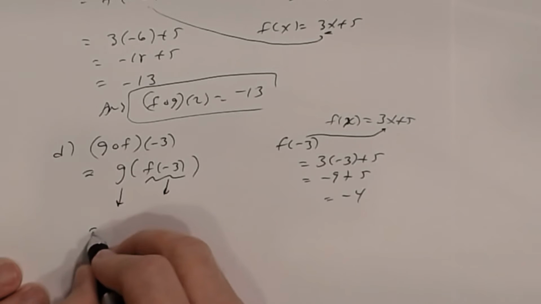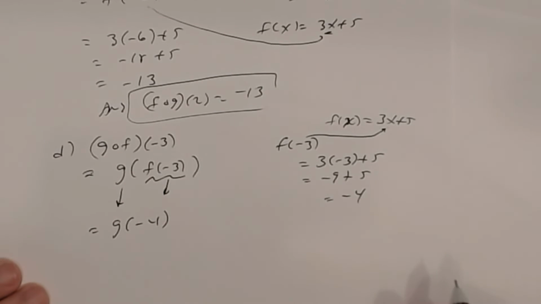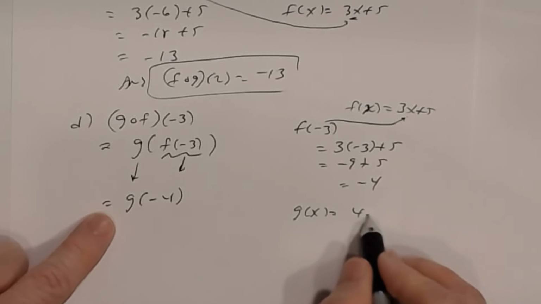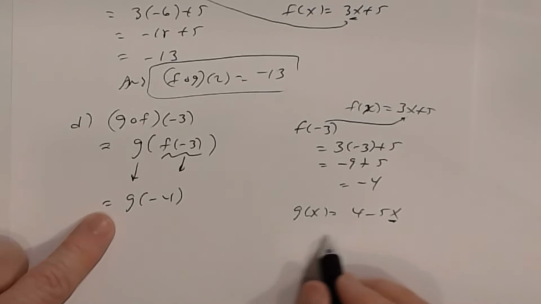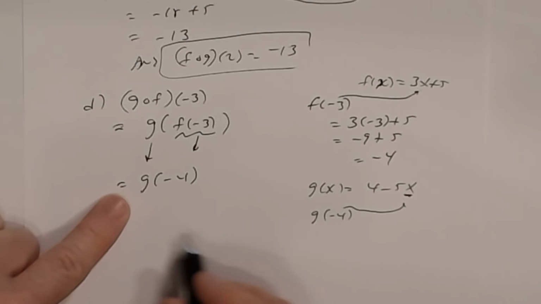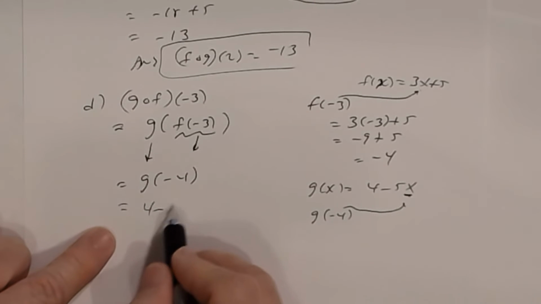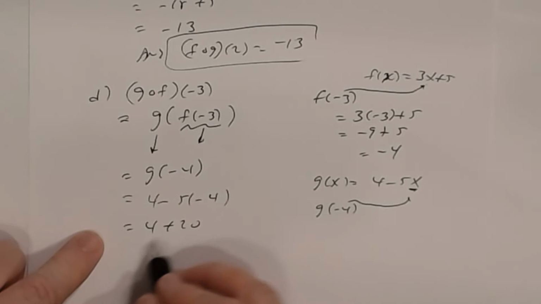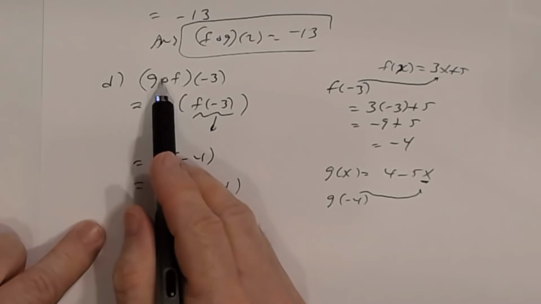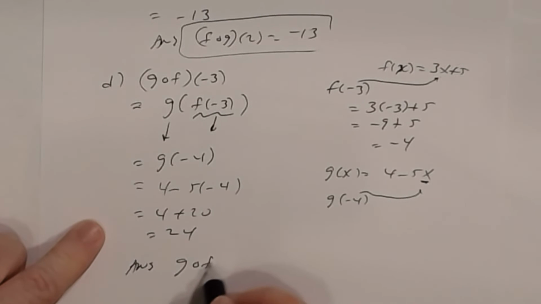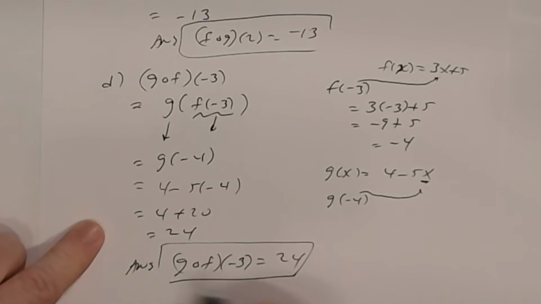So now I've got to find g of negative 4. So now I go to my function g, which is 4 minus 5x. And wherever we see the variable x, I've got to substitute negative 4. So g of negative 4 becomes 4 minus 5 times negative 4. So that's 4 plus 20, which is 24. So that's the answer to this now. So g composed with f at negative 3 is equal to 24.